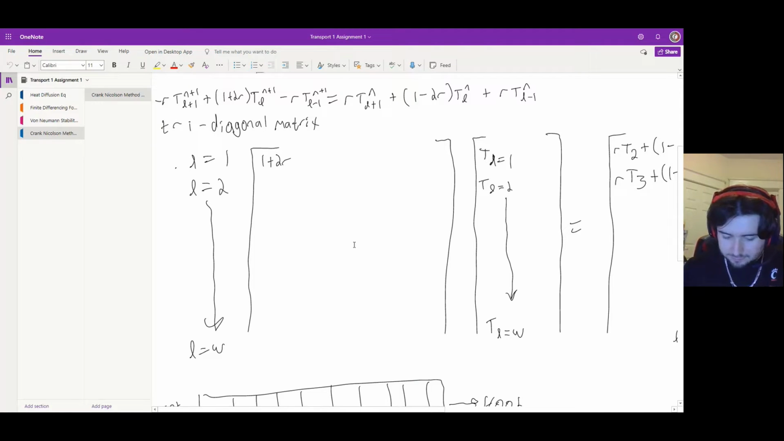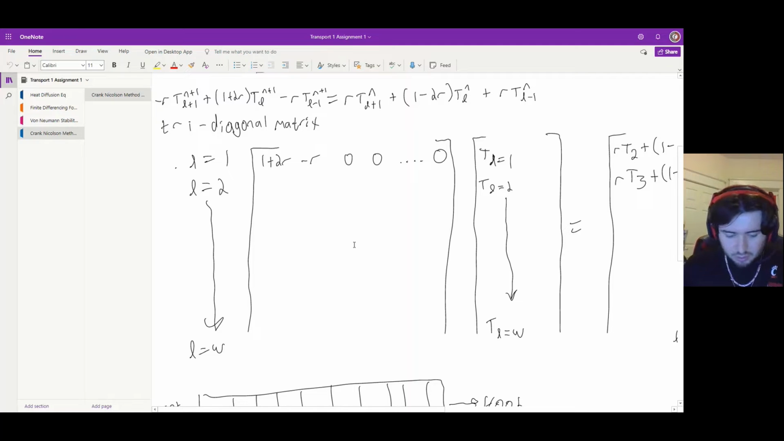And then for a block to the right, our value is negative R. And then the rest of the terms are going to be 0. I don't have enough room to write an infinite amount of zeros, so I'm just going to write dot, dot, dot.